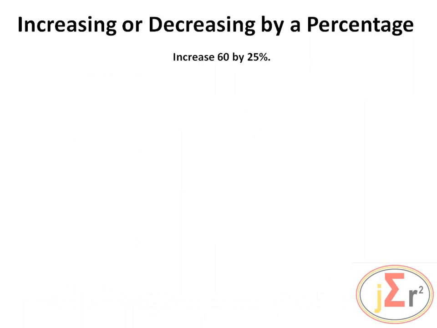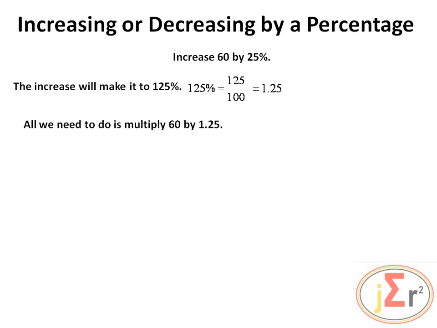So increase 60 by 25%. The increase will make it 125%. No problem with that. Remember that the original is always 100%. So we add 25% to that, and we get 125%. So 125% is equal to 125 over 100, which is equal to 1.25. So all we need to do is multiply 60 by 1.25, and we get 75, and it's as easy as that.